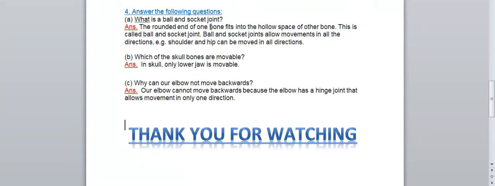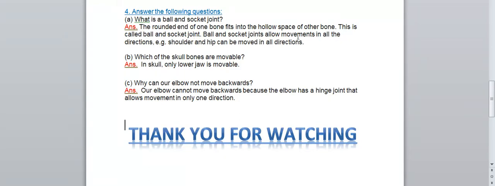The rounded end of one bone fits into the hollow space of the other bone. Like that one activity was given in this way. In that we have to take one ball and a tube, and we have to make one cavity in the ball, and we have to insert that tube in that. Like that only your ball and socket joint. The rounded end of one bone fits in the hollow space of the other bone. One of the bone will be round in structure and the other bone will be hollow, and both the bones will fit together. This is called ball and socket joint.